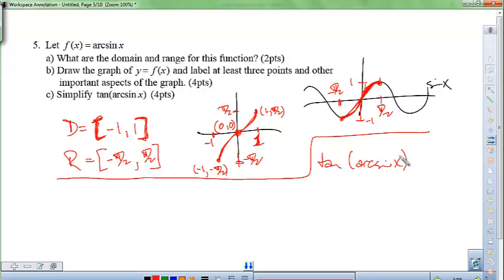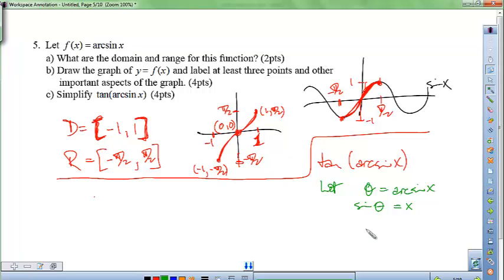What we want to do is think about, let theta equal arcsine of x. Because of the inverse properties, we can think about taking the sine of both sides. x is equal to sine theta.